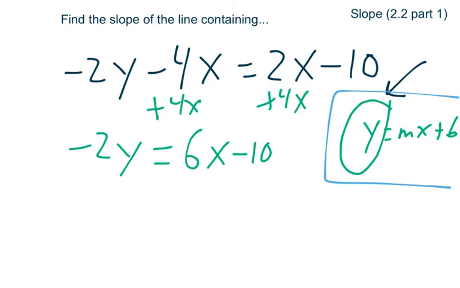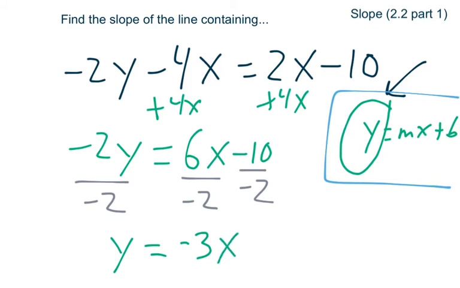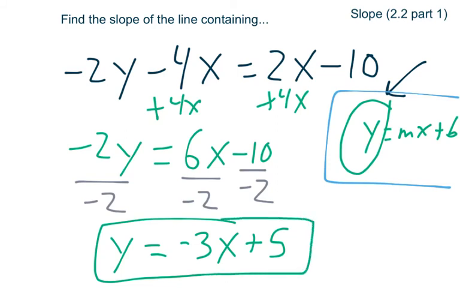So now I'm going to divide everything by negative 2. It's negative 2 times y, so divide everything by negative 2. So now I have just y by itself, and that equals negative 3x plus 5. So that's the equation I got when y is by itself.